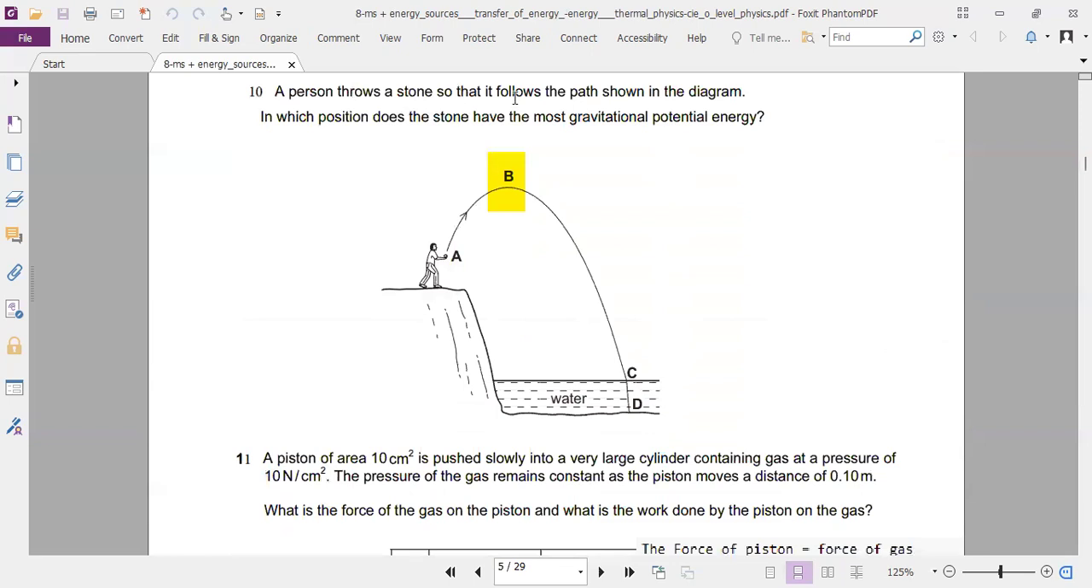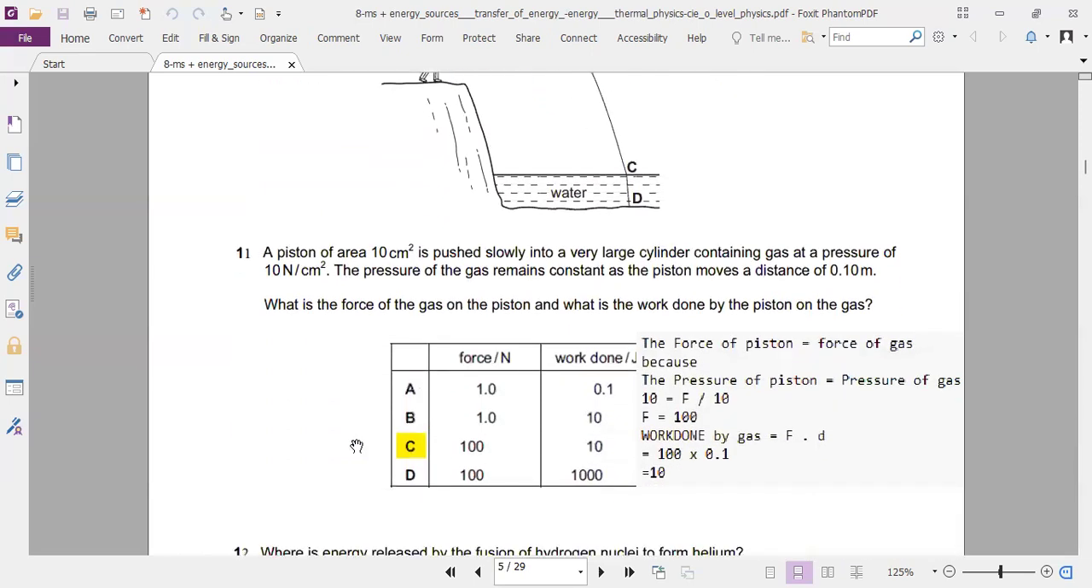A person throws a stone; the most gravitational energy will be at the highest point. A piston of area 10 is pushed away slowly into a very large cylinder containing gas at a pressure. The pressure of the gas remains constant.